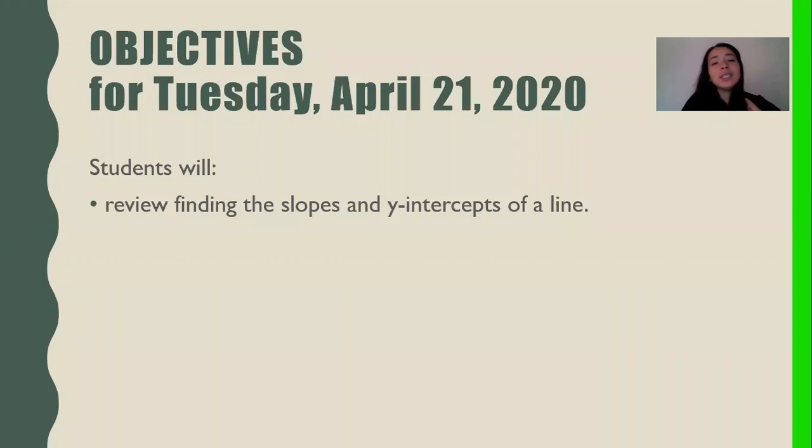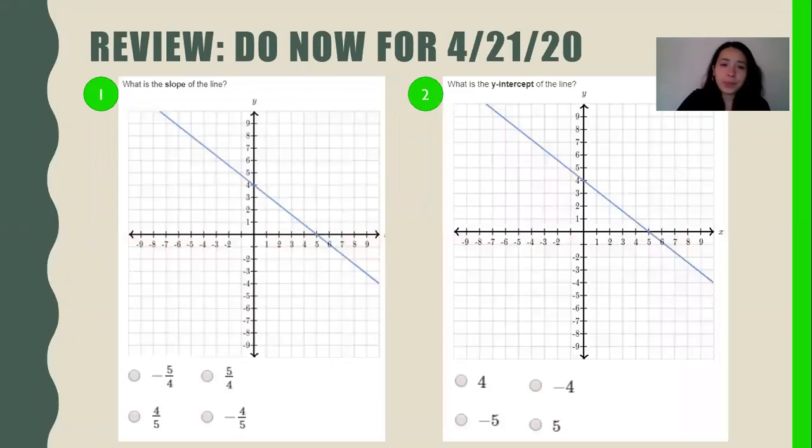So the objectives for today, Tuesday, April 21st, are that we will review finding the slopes and y-intercepts of a line. This is a concept that we have already covered last week, so I just wanted to go ahead and review that because I did see that we were struggling a bit with either figuring out whether a slope needed to be positive or negative, and then what number is your rise, what number is your run. So that's just something I wanted to review a little bit in more detail today.